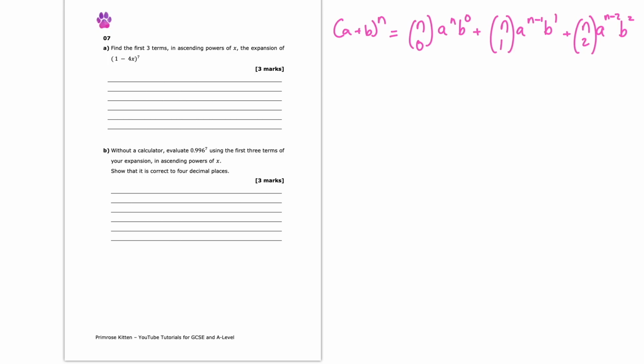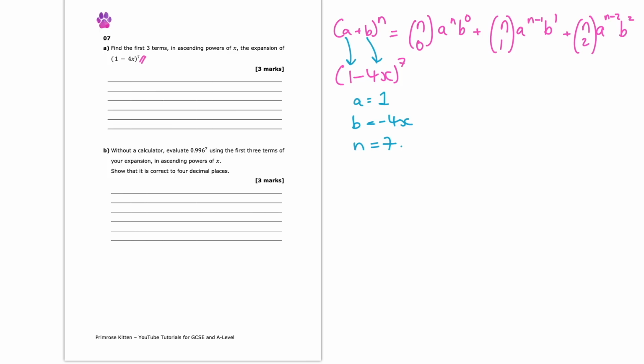So if we compare to what we're given here, what I would recommend that we do is to basically lay out what a is. So we're going to say a in this case would equal 1, because that is the direct comparison. What b is, which in this case is minus 4x, which is really important that we spot that. And also what n is. So in this particular case, you can see that n is equal to 7. So we can write here that n equals 7.